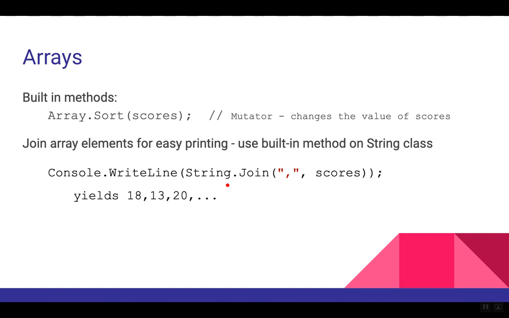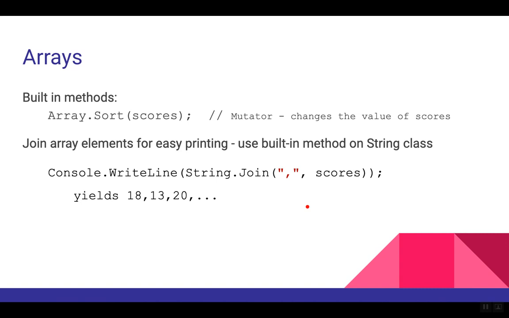You can also join an array. This is string.join, a built-in method on string, but you can use that to visualize an array. If I take string.join and I join it with a comma, and then I give it an array, the method returns, what kind of data type do you think it returns? A string, right? It takes two parameters: a join character and an array. It produces a string that has the 0th element, comma, first element, comma, second element, comma, and so on all the way to the end.